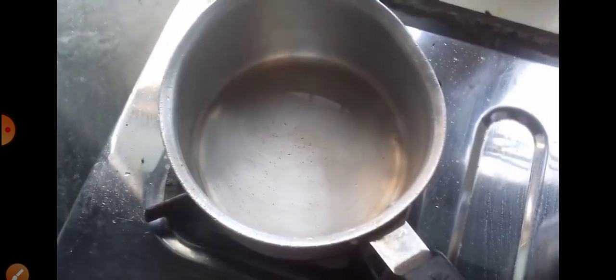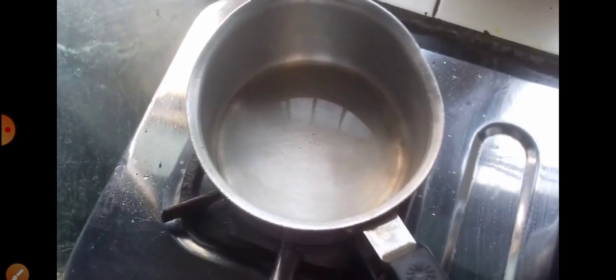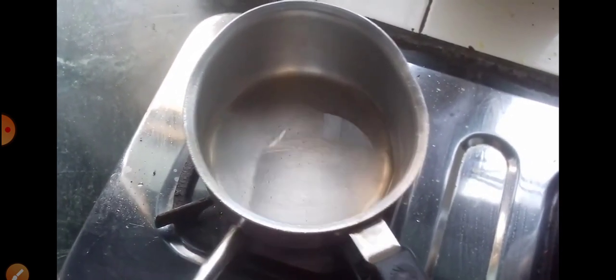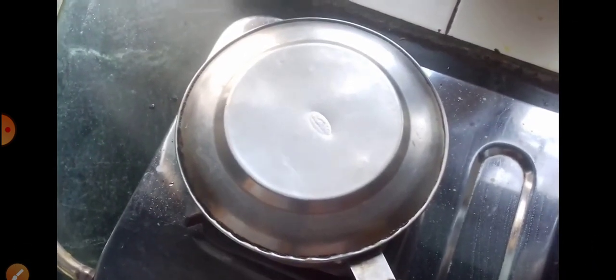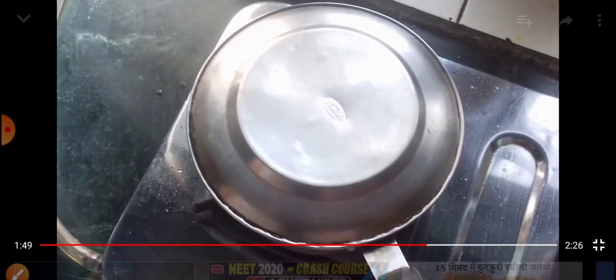Okay, heat some water in a pan and cover the pan with the plate. After some time, when all the water has evaporated, the solid salt is obtained again. You can see in the picture, the crystals of solid salt are obtained at the bottom. All the water has evaporated and solid particles of salt are crystallized at the bottom of the container.